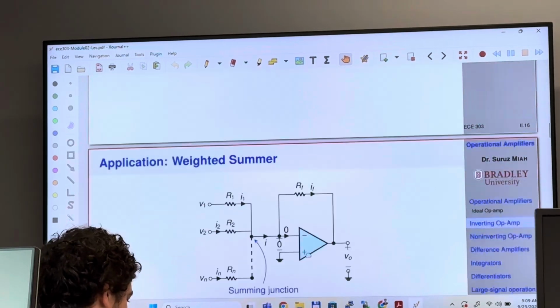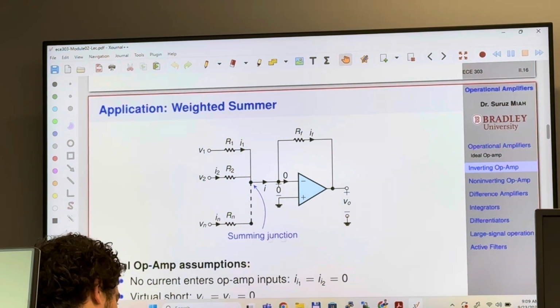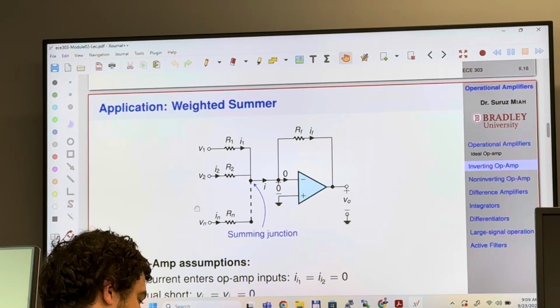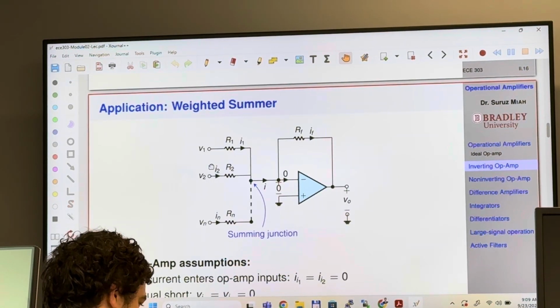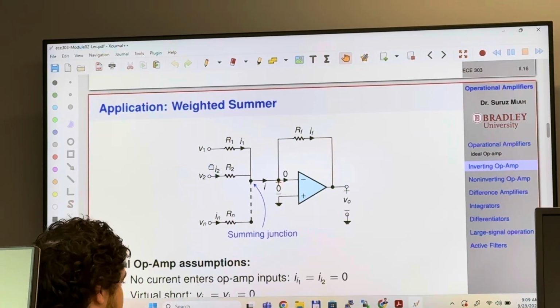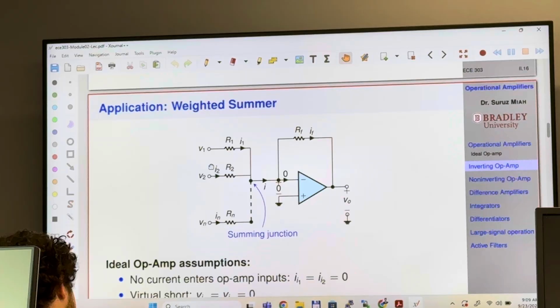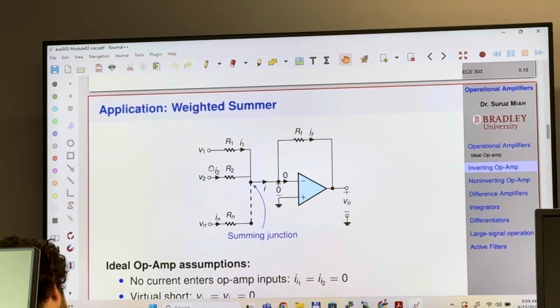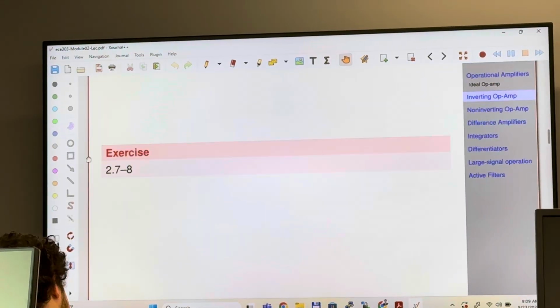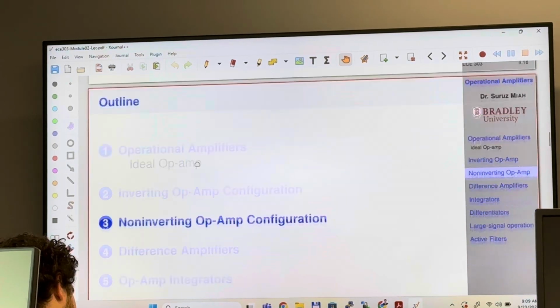Summer, which means that the output is going to be the summation of all the input signals. So you can practically, using resistors, op-amp, and input sources, implement a weighted sum. And we went through the derivation already. Today, I also asked you to go through these exercises in the scribing.